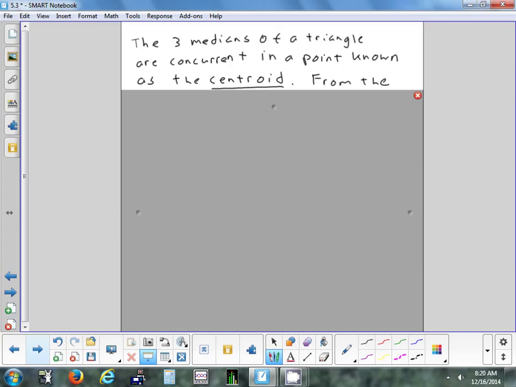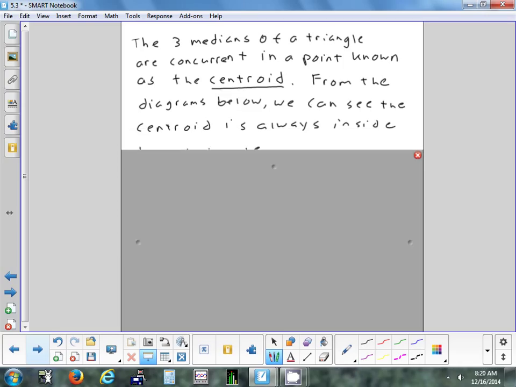What do you think? Inside. You think it's always going to be inside? It's all inside. You think it could be all three, like the circumcenter? Depends on the type of triangle? Okay. It's on the inside towards the middle. On the inside? Okay. It is always inside. Okay, the centroid is always inside, and there's a good reason for that.